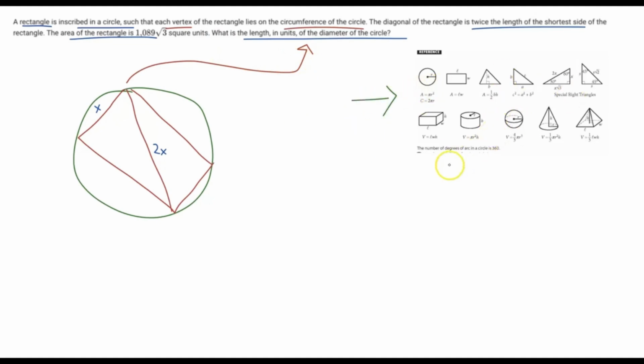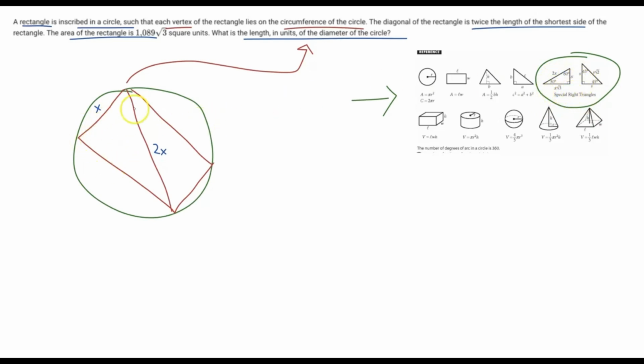That's the reference table that the digital SAT provides. This is provided to you. You have to focus up top on the special right triangles. So if you're not thinking of special right triangles, you might be in a bottomless pit trying to solve this problem, because special right triangles is the easiest and fastest way to do this. So you can see here, for one of our special right triangles, the 30, 60, 90, we have side lengths 2x, x, and x times square root 3.